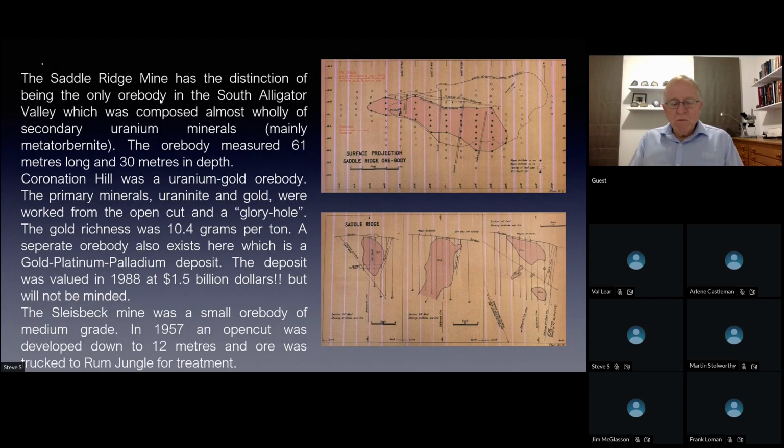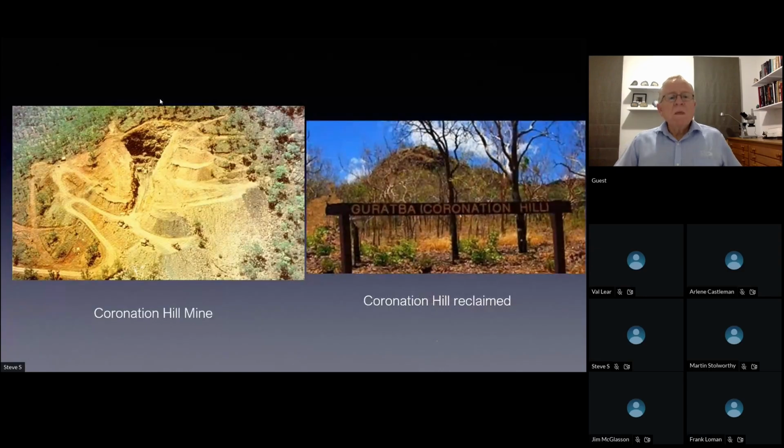The Sleesbeck mine was a small ore body of medium grade, and in 1957 an open cut was developed down to 12 metres, and the ore was trucked all the way to the Rum Jungle treatment plant. Next slide. This is just the original one with the Coronation Hill mine and how it looks today.